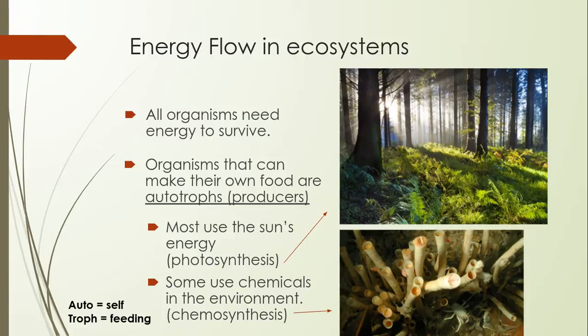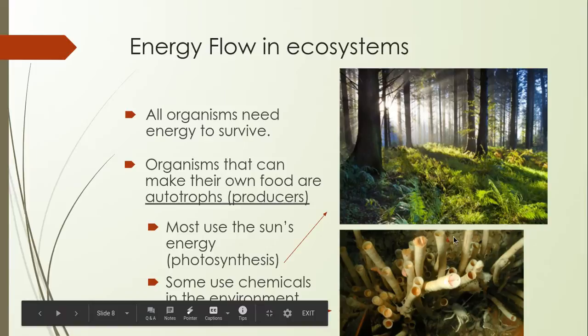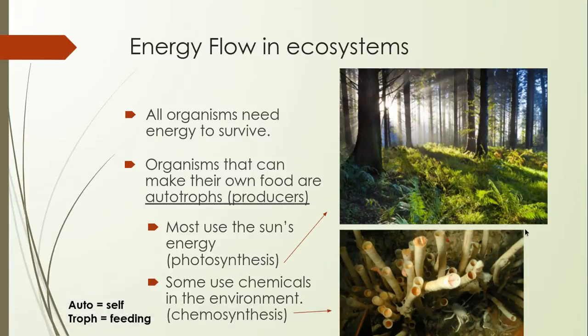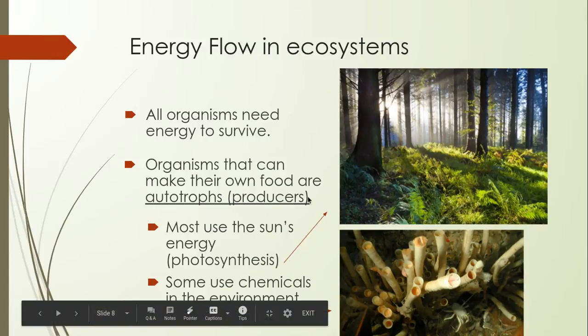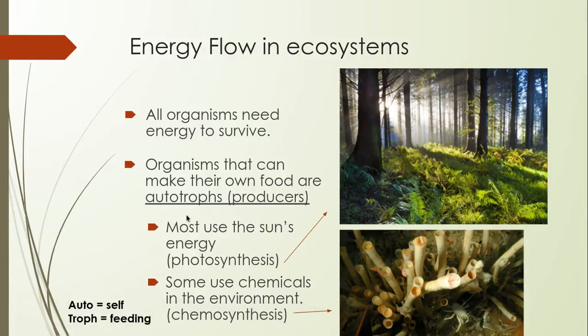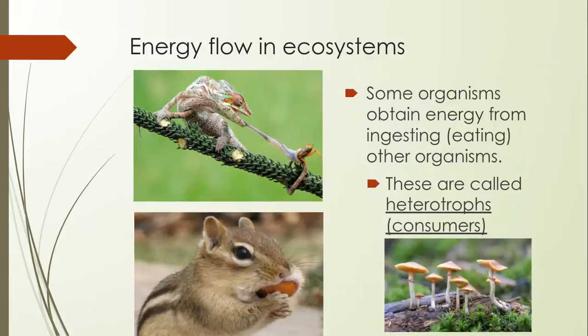Now, another type of autotroph would be a chemotroph, which is an organism that does something similar. They are able to take inorganic chemicals and use those as their raw ingredients to produce their own food, right? The main thing here, of course, is understanding that autotrophs are self-feeders, producers.